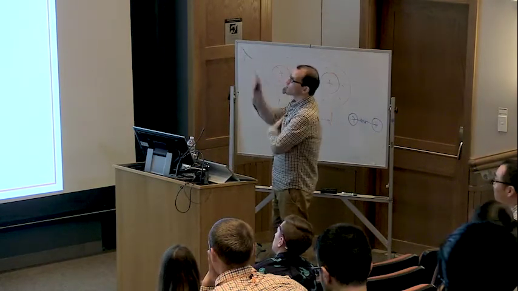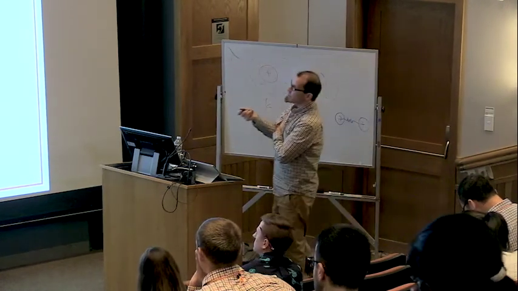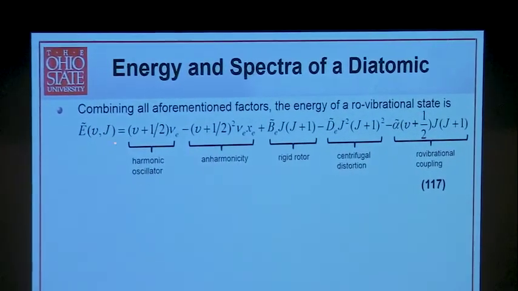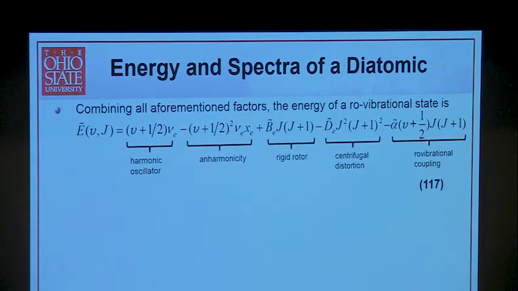Okay? So let's put it all together. Everything that we've done so far, this is the energy at any vibrational level, any rotational level, any V, J. We have a harmonic oscillator and anharmonic correction. We have our rigid rotor solution for the rotation. We have centrifugal distortion. And then we have what's referred to as rovibrational coupling, which is this extra anharmonic correction factor for the rotational states.